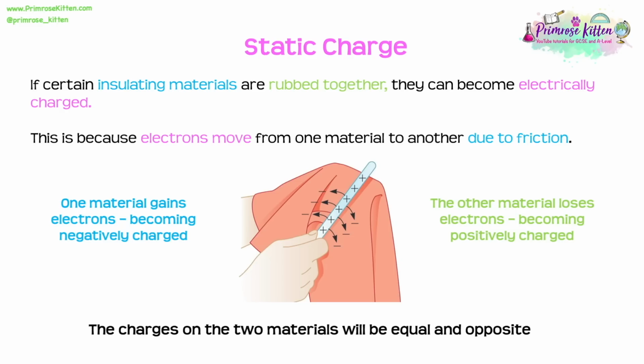Now, what we'll see is that the charges on these two different materials will be equal and opposite. You can see this in this diagram too. You can see that this rod has lost 6 electrons, and therefore that means that it's got 6 positive charges on it. So the charges on the materials are equal and opposite.